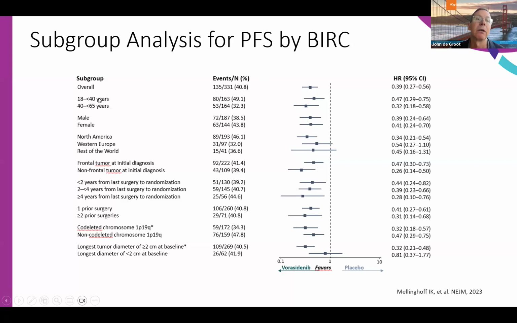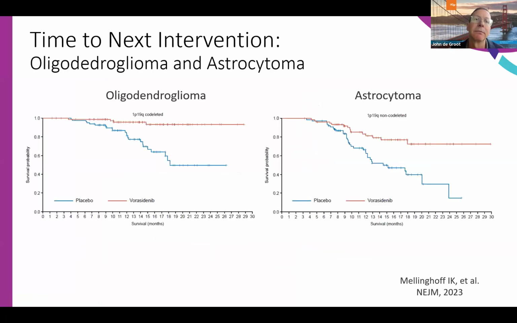And it didn't matter whether you were 18 to 40 or older than 40. Didn't matter whether you were male or female. The tumor or the location of the tumor didn't matter, or the number of years from when you had surgery didn't matter. And of course, it didn't matter whether you were co-deleted or not co-deleted, whether you're an oligo or an astro. So really impactful across all of the different subgroups.